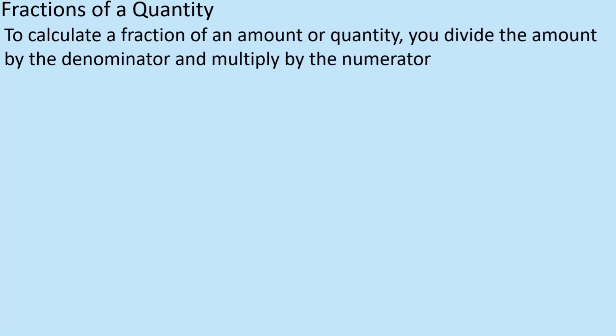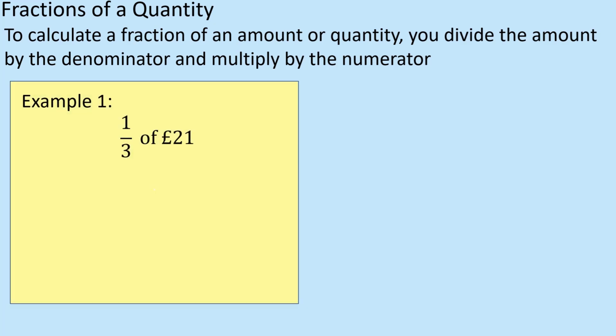Hi there everybody, today we are looking at fractions of amounts or fractions of quantities. In order to do that, what you need to do is take your amount, divide it by the denominator of the fraction, and then multiply it by the numerator. Alright, and in terms of obviously doing this, it's relatively straightforward really.